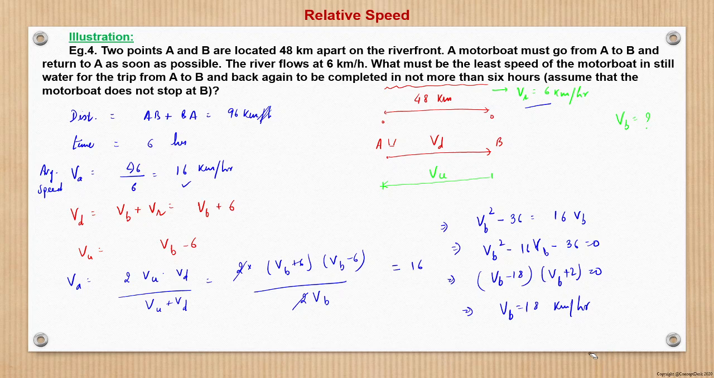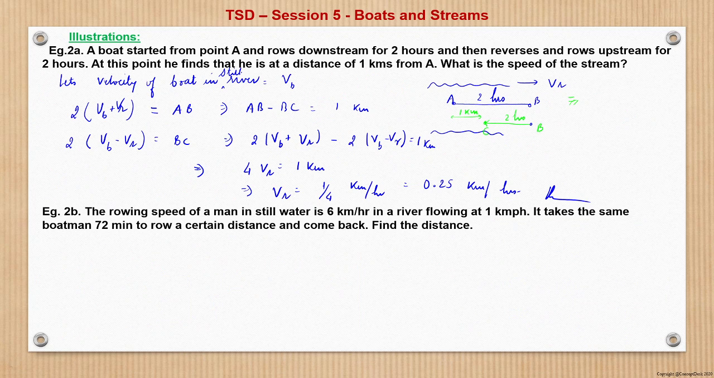So essentially the concept of average speed we have used here, which is average speed is 2 VU VD upon VU plus VD, right? Now, having seen this, we will go back to the problem which we had left, and see how to solve this question. The rowing speed of a man in still water, VB, is given as 6 kilometer per hour, and the river is flowing at 1 kilometer per hour. So VR is 1 kilometer per hour.